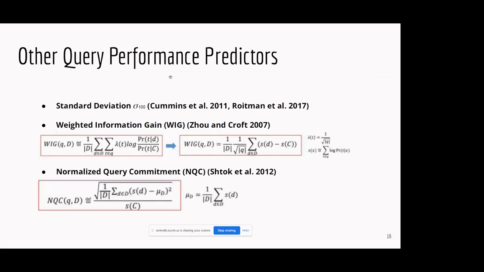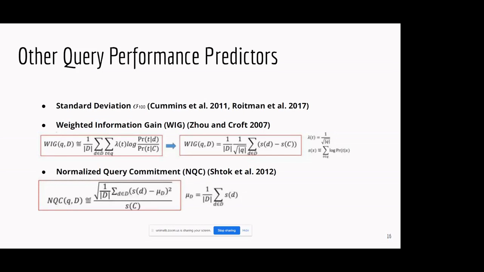Then there are other query performance predictors as well that we used as baselines to compare our results. Standard deviation, for example, is one which can be used to quantify the variation of the similarity for a given query in the rank list. We use the standard deviation of the top 100 passages and top 100 documents. Then there are 2 other very commonly used approaches, WIG and NQC, where NQC utilizes a similar approach to standard deviation by further normalizing it with the overall corpus score.